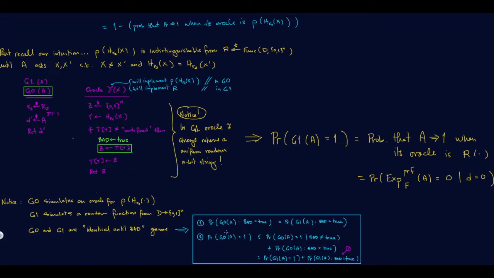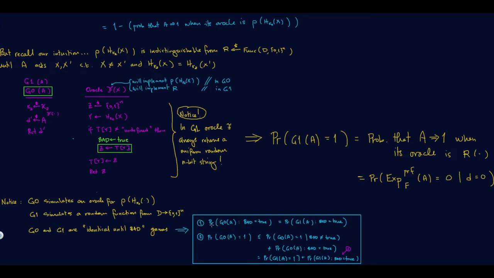The first thing is that the probability that, when A runs inside of G0, the event bad is set to true is the same as the probability that when A runs inside game G1, bad gets set to true. Why is this the case? Well, there's some mathematical, some technical stuff you have to work out, but the intuition is this.